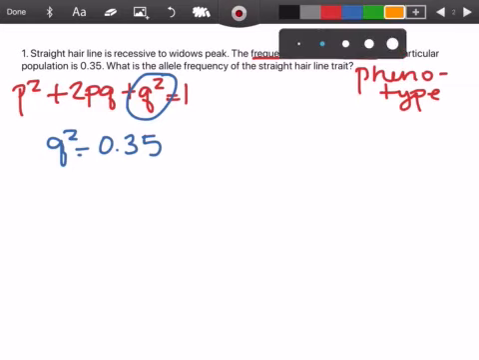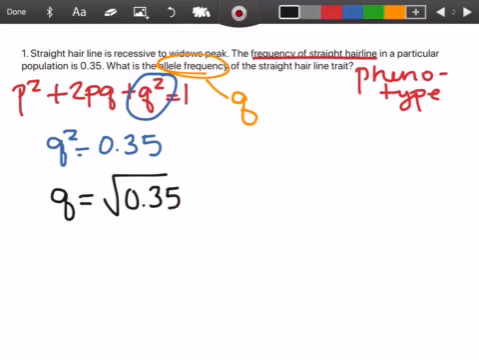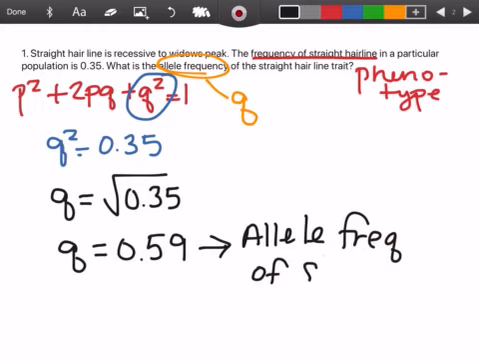Now, an allele frequency tells us that we're going to be using p or q. So if we are asked what is the allele frequency, we need to calculate p or q. Now we're given q squared. From that, we can calculate q. q is just going to be the square root of our q squared value. So q is equal to the square root of 0.35, which means that q is equal to 0.59. This is the allele frequency of the straight hairline allele.